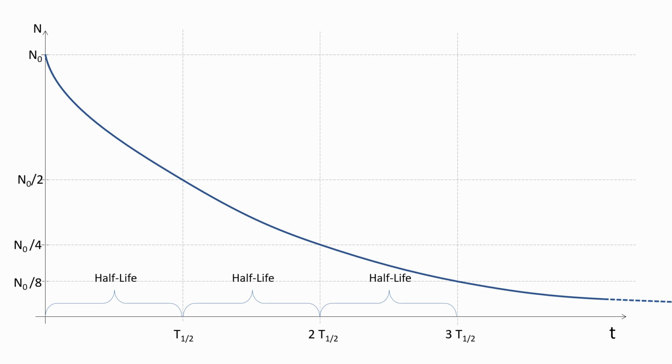The number of unstable nuclei, represented here by the letter N0, halved and decreased to half of the original amount when the first half-life expired. Once again, after the second half-life period ended, the number of unstable nuclei halved. However, this time the initial number of unstable nuclei was half of N0. The remaining number of unstable nuclei fell to a quarter of N0. This process continues indefinitely, with the number of unstable nuclei being halved at the end of each half-life period.